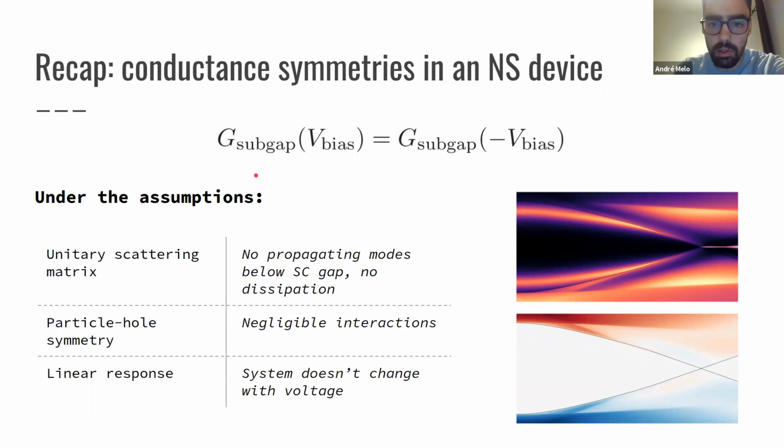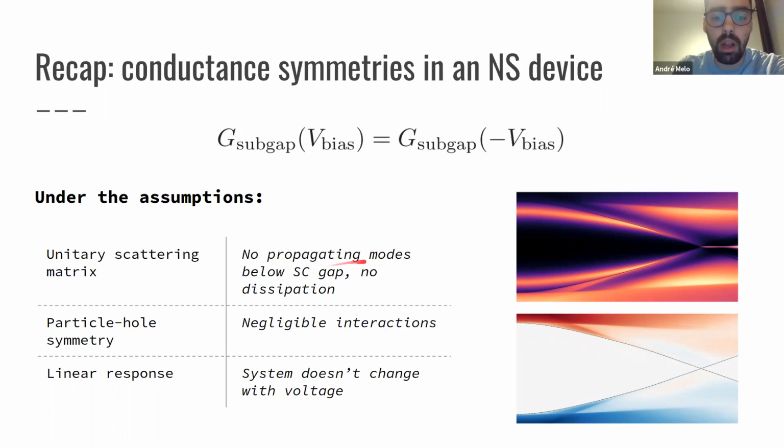First of all, this relationship would only hold at subgap conductances. If I'm looking at subgap conductances, there's a chance it is symmetric, and the following assumptions have to hold. First, the scattering matrix has to be unitary. That's also the reason why we have to look at subgap energies, because if we're probing energies above the superconducting gap, there are quasiparticle modes that can drain current away, and we lose the unitarity of the scattering matrix.